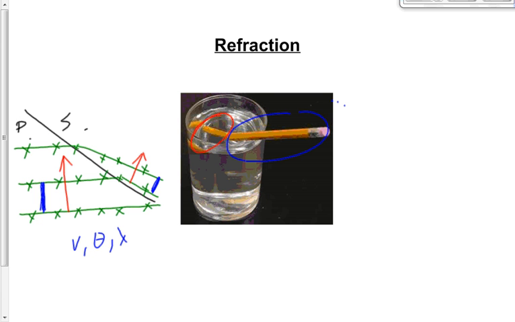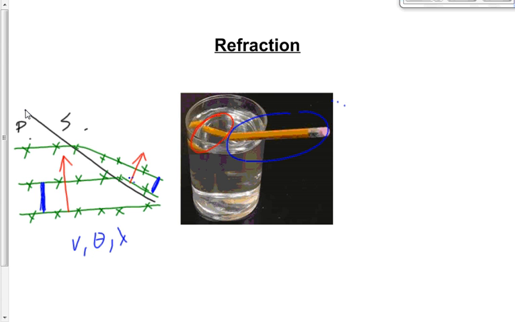The part of the pencil that's outside the water reflects light, and that light goes straight to our eyes. We see the pencil where it really is. But the part of the pencil that's inside the water also reflects light from the sun or from the light bulb, whatever it is that's above it. But when that light leaves the water, when it goes from the water to the air, it bends, it changes direction, just like this waveform here changed direction when it went into the swamp.